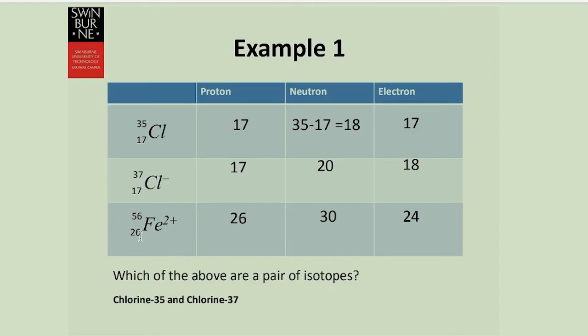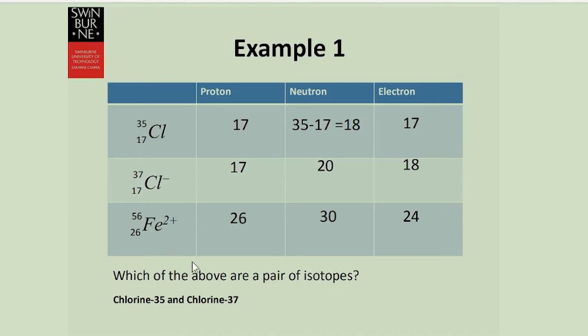For this case, this is the number of protons, the atomic number for iron. So 26, it cannot be changed. For iron, there are always 26 protons. The number of neutrons is the mass number minus the atomic number, so it is 30. And since it has 2 fewer electrons than the number of protons, we will have 24 electrons in this iron 2 plus atom.